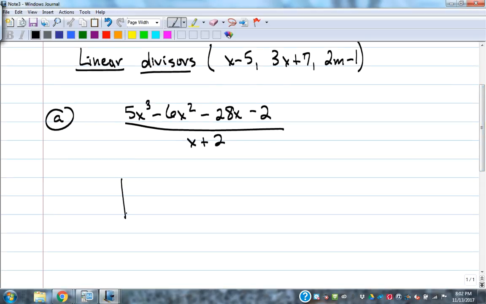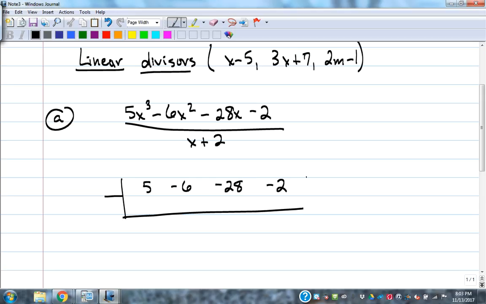When you're doing synthetic division, you want to set up a box with a little shelf there. You need 2 lines inside that box. So that's why I drew it on 2 lines of my notebook paper there. The top row is the coefficients of your dividend, what you're dividing into. So 5, negative 6, negative 28, negative 2. Same rule applies for this as it did for long division. If you got a missing piece, you got to put a 0 in its place. There are no missing pieces in this one. So we're going to put 5, negative 6, negative 28, and negative 2.